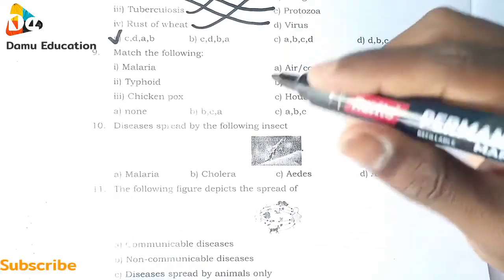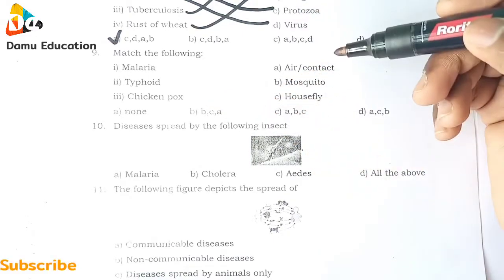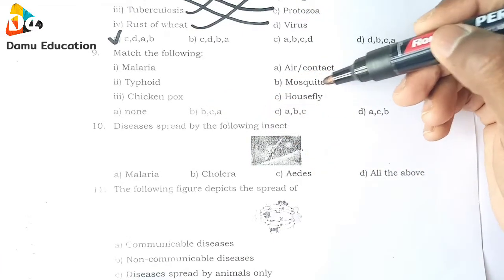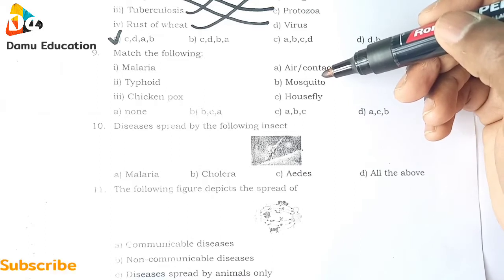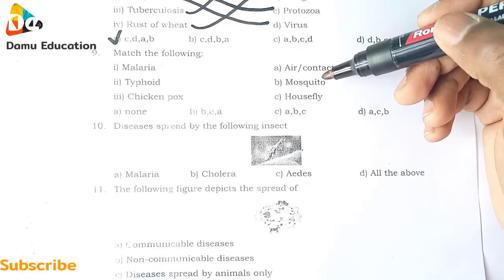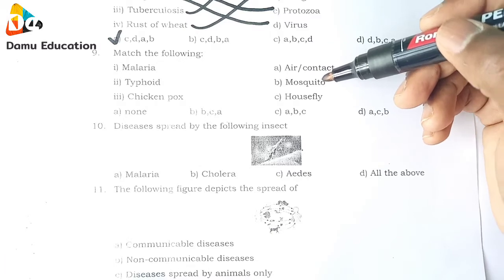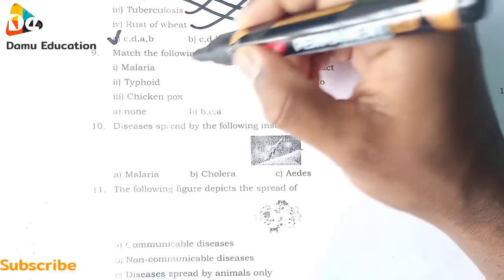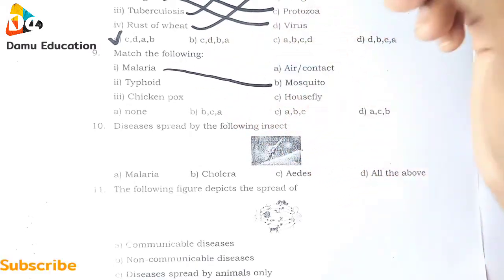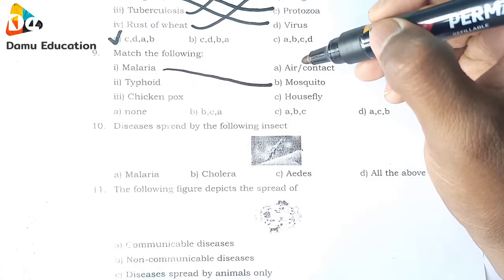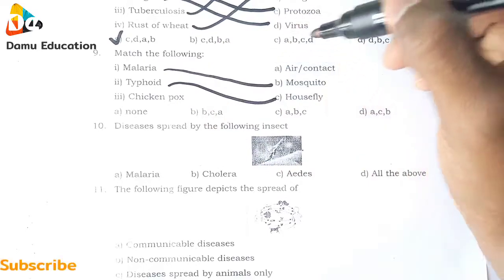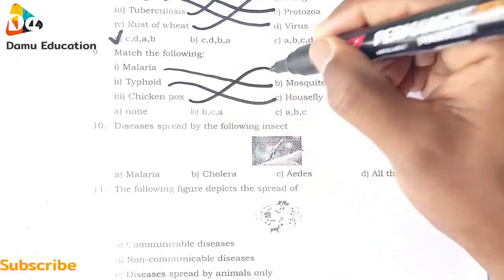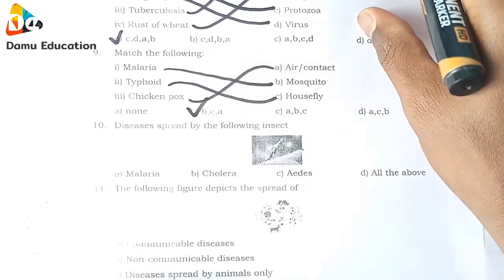Next one, malaria, typhoid and chicken pox, right side air, contact, mosquito and housefly. So we know malaria comes from mosquito. Ninth one, mosquito, that is B. And typhoid comes from housefly, that is C. Then chicken pox, air and contact, that is option B, B, C, A.